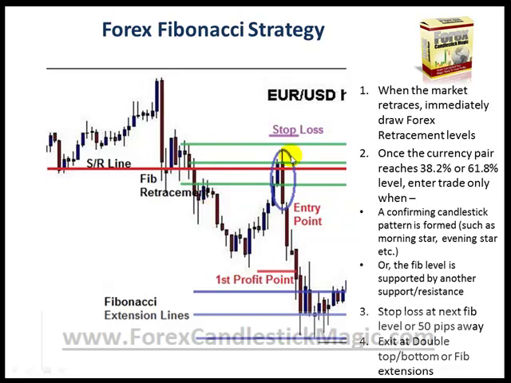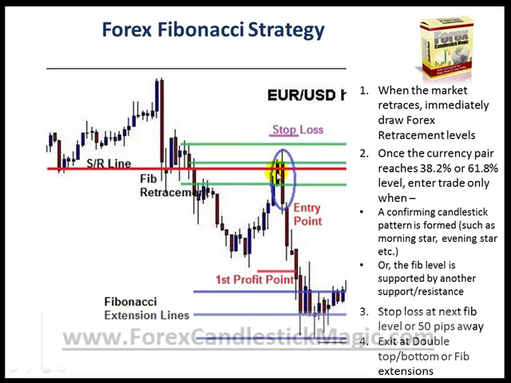The important point to note is the trade should be opened only if the Fibonacci level is supported by another confirming indicator. In this case, the confirming indicator is this support and resistance line, which indicates that this is a very strong resistance area. And another confirmation was this big red candle. This big red candle, the body is much bigger than this blue candle, which means this is a strong push for the currency pair to start moving in this particular direction.